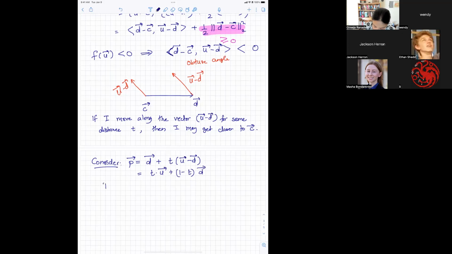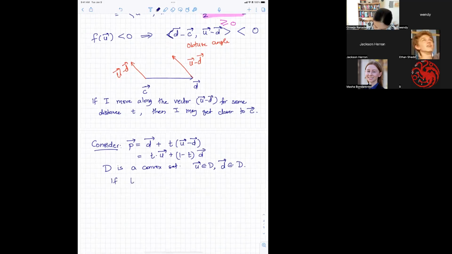So now we know that D is a convex set, and u belongs to D, and d belongs to D. So if t belongs to [0, 1], what can we say about P? P is now a convex combination of two vectors that are both in D, right? Therefore, this point P must also belong to D. Does everyone see that?